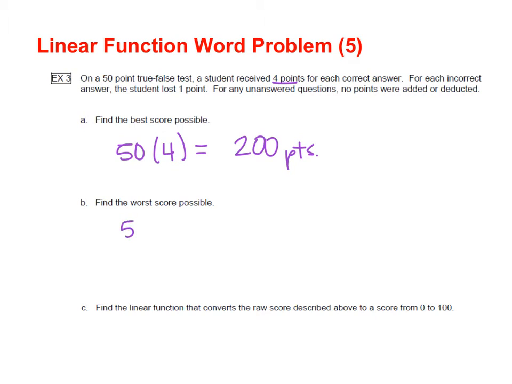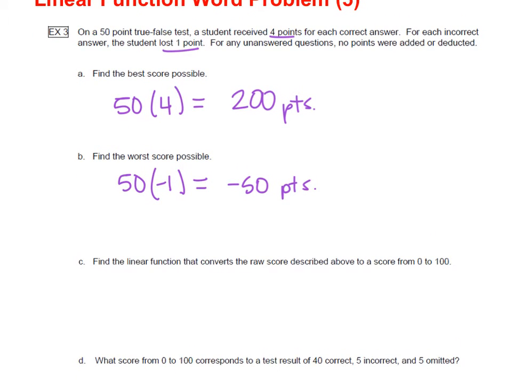Well, you have 50 questions. For every incorrect answer, they lose a point, so that's -1 on their score. So if they got every single question wrong, they lost a point for each problem, giving them -50 points. Part C, find the linear function that converts the raw score described above to a score from 0 to 100.